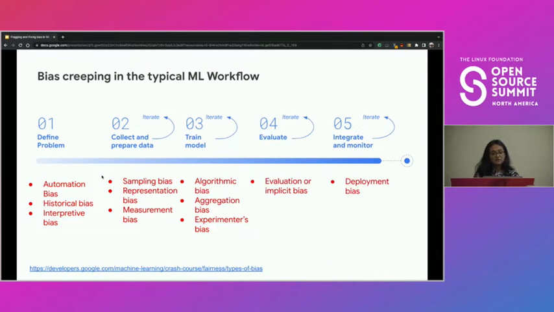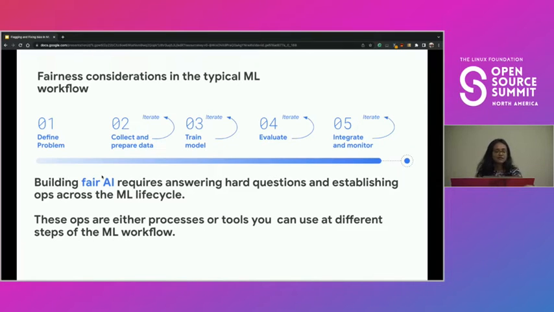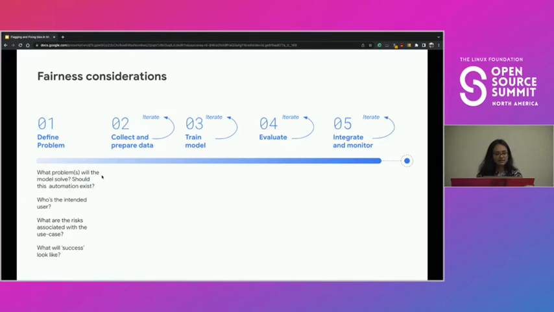And finally, deployment bias. Are you even deploying this model for the right audience? That's where deployment bias comes in, like we saw for the gesture recognition model. So in your typical ML workflow, to make things fairer, you would need to add special considerations at each and every step to ensure that you have a responsible and fairer workflow throughout.